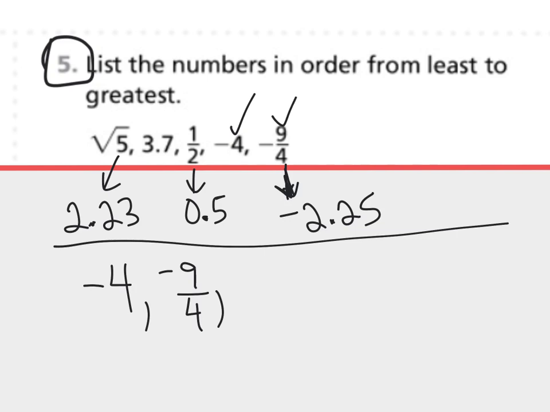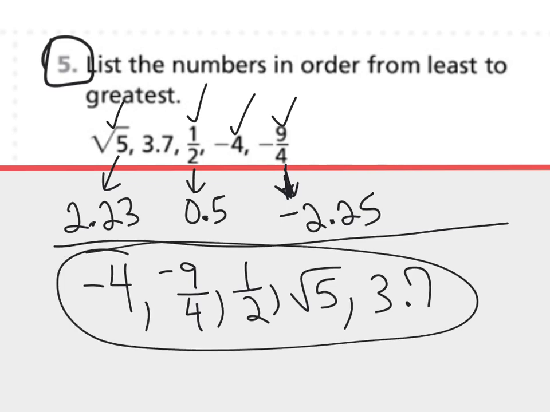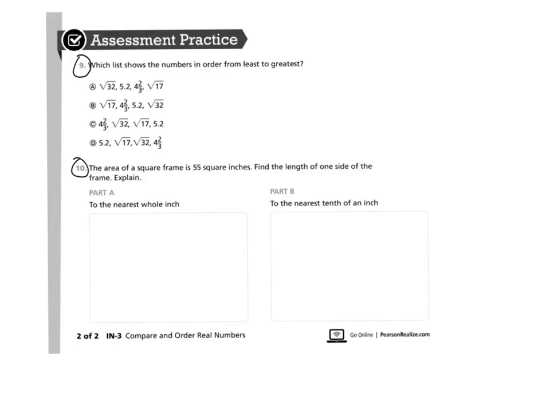And then next would be 0.5, which was 1/2 to start with. And then next would be our 2.23, which was the square root of 5. And then that leaves us with 3 7/10. So this would be our order least to greatest. Again, the key on those is really getting them all as decimals and then just putting them in order from there.